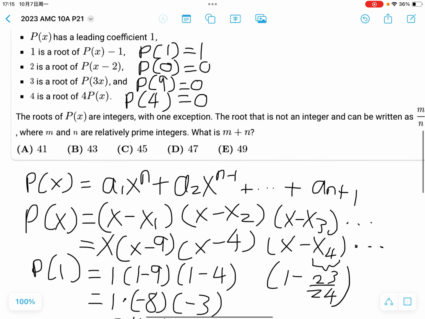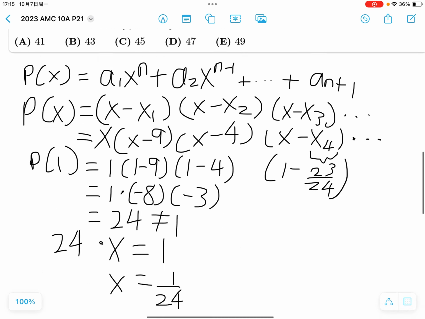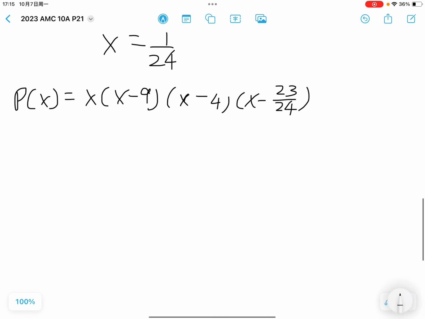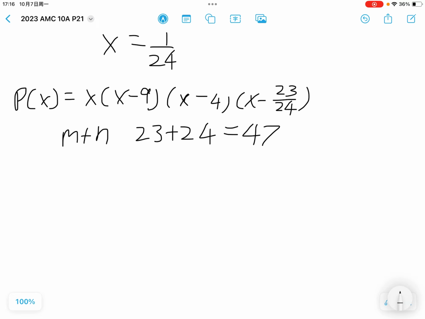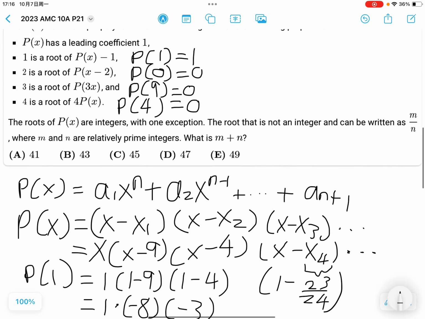Now let's look at what we actually want to solve for in the problem. The root that is not an integer can be written as m over n. We want m plus n. Where's that root that's not an integer? Clearly 23 over 24 is not an integer, and 23 and 24 are relatively prime. So m is 23, n is 24. 23 plus 24 is 47. That's m plus n. So our answer is just 47. So we circle D.